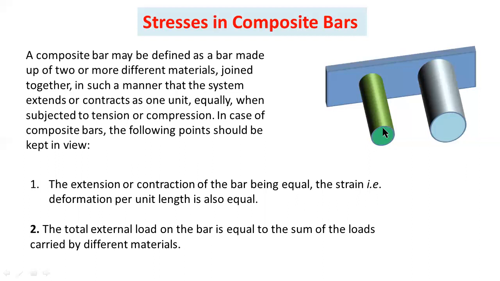If you are using aluminum as one bar and steel as another bar, steel has a high Young's modulus, nearly 200 to 210 gigapascal, but aluminum has only 70 gigapascal. That's why the strength of the steel is more than the strength of the aluminum bar. So the load carrying capacity of the steel is also more than that of the aluminum.